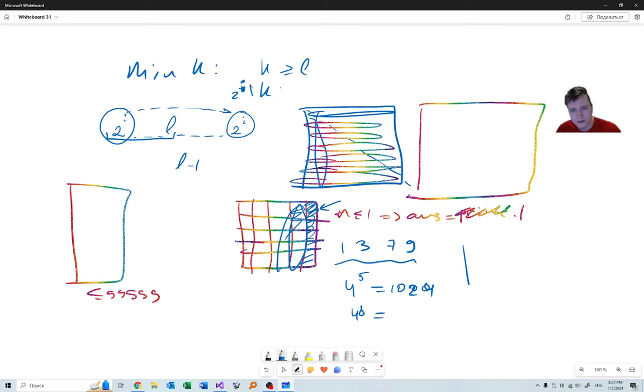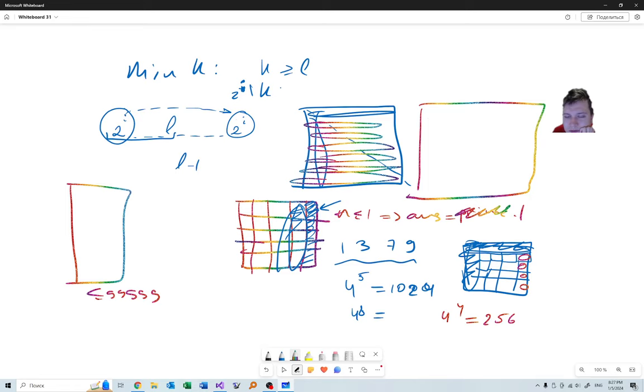Actually, we don't need to iterate a lot. So we already know this and this. Then we can fix these digits, and there are 4 to the 4 equals 256 ways to do it. And then we also know these digits. Then, for example, we can iterate over all possible primes in this row. And there might not be many of them.